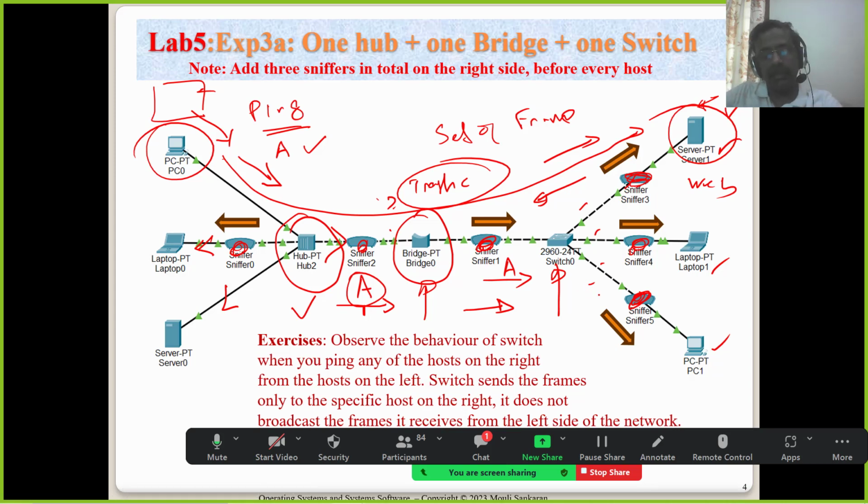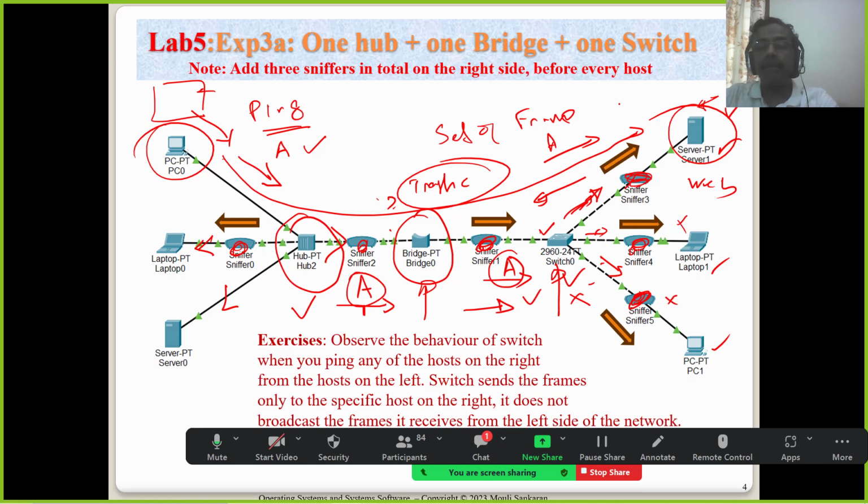They learn which MAC addresses they are supposed to send to. So when A is received by the switch on this port, it is going to check on which side it should send. It is not going to send it to all of them. It is not a hub, it is a switch. So it is going to send it only to this guy. Understood? So A will come here, A will come here, and A will come there. It is not going to be seen here.